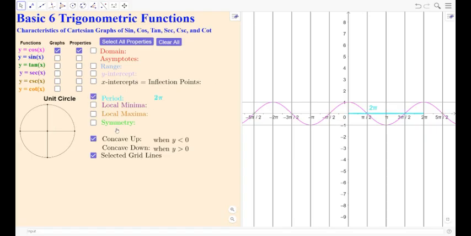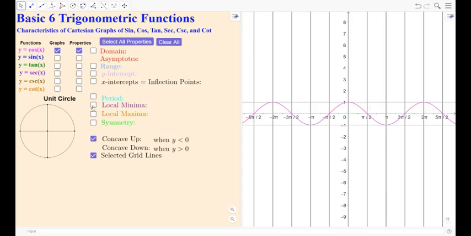All right, what do you see for the period? Well, once again, it's 2 pi. Again, not too surprising. We get around the circle one time. It's going to repeat the same things over and over again. So here's one part of the way from 0 to 2 pi. And we can see that. That's one period of it.